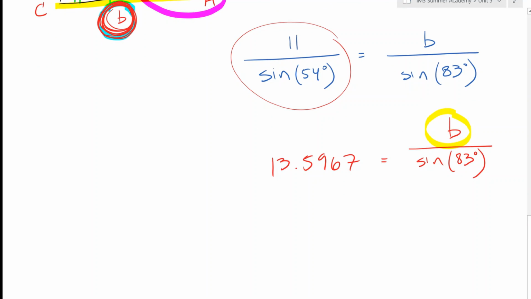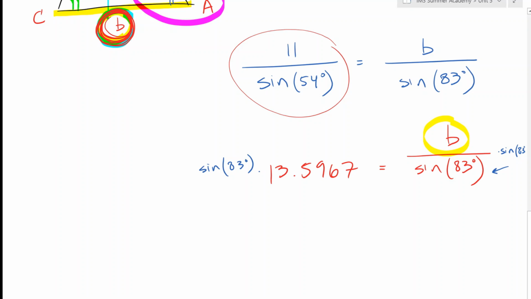Now I could make this into a decimal right now, or I could just know that I need to multiply both sides by sine of 83. Otherwise it leaves me with just more work to do on the calculator. So what I do to one side, I do to the other. Multiply this side by sine of 83. So those cancel, and now when we multiply this side together, I've got the sine of 83 degrees times 13.5967.